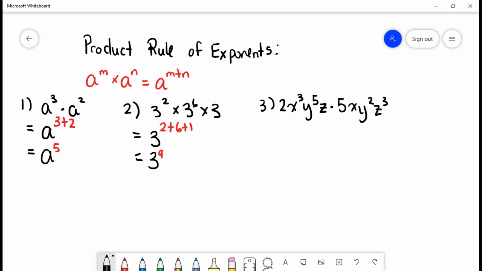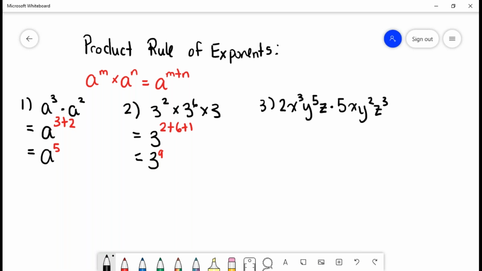So as you can see, this problem may appear a bit daunting, and it may seem like it is a more complex problem than the previous two which we had done, but this actually is very simple because it does apply the product rule of exponents, which we've learned over here.